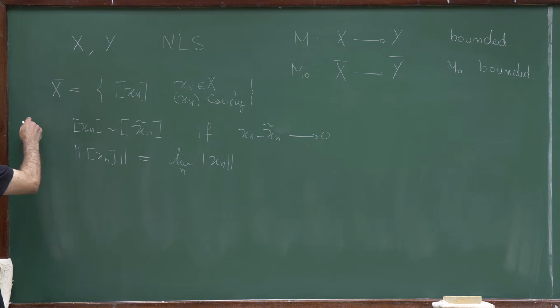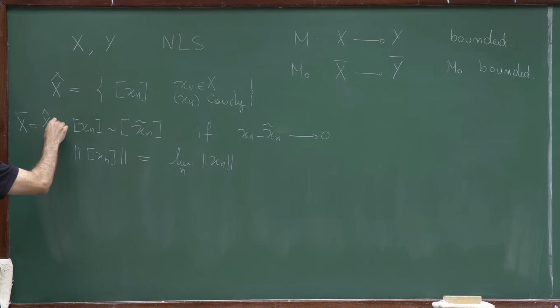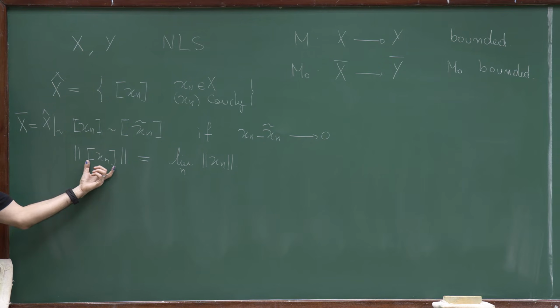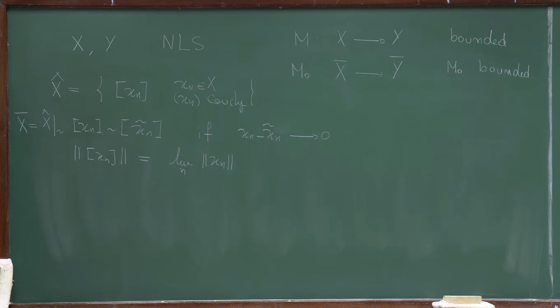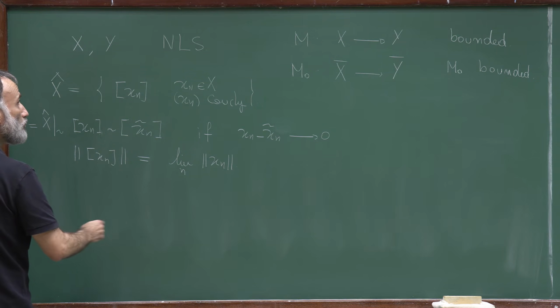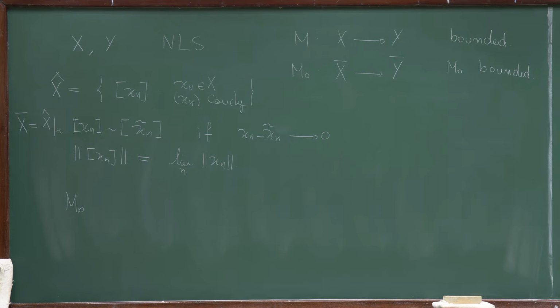So X hat, the completion will be this space modulo this equivalence relation. And in this space X bar, I will define the norm of this sequence as the limit of the norm of the sequence. So this is just to remind you what is the completion of X. And now I want to extend M to the space X bar.